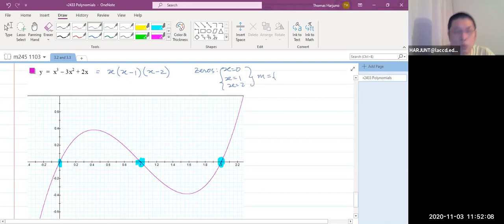So what I was trying to say earlier about the graph is the following: because the multiplicity of x equals 0 is 1, when it crosses the x-axis, it will cross linearly. It will cross linearly because the multiplicity is 1.